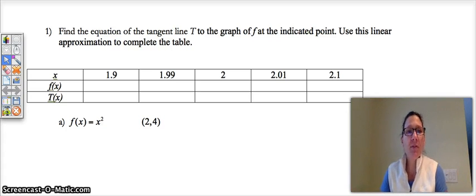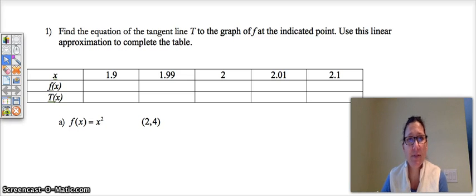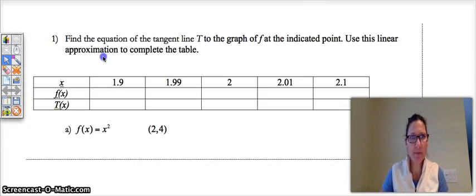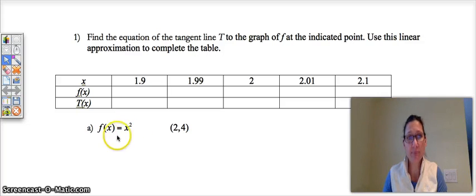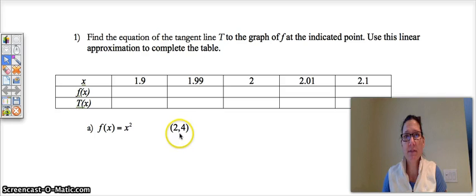If you look at the problem I have up here, it says find the equation of the tangent line T to the graph of f at the indicated point and use this linear approximation to complete the table. So if you look at the function, it is clearly a parabola, and all the interesting stuff is going on in the neighborhood of (2, 4) for us.